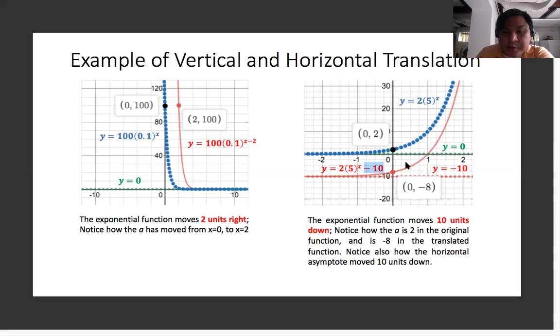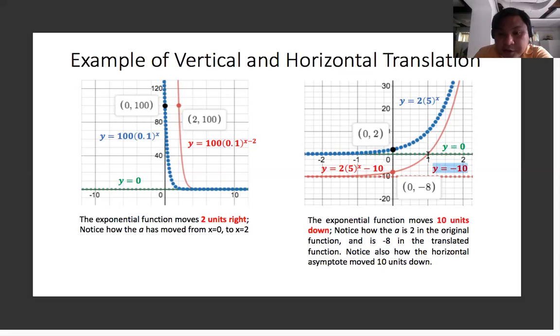Okay, now because k is a vertical translation, the asymptote, which was y is equal to 0, shifts down to y is equal to negative 10. Right, so this is one indicator that it indeed has shifted 10 units down.